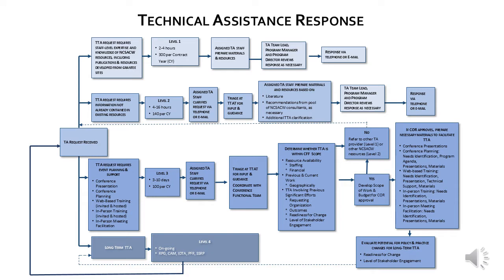Here you're going to find a pretty comprehensive flowchart. This is describing what happens after a TA request is received. This brings us through how it's determined what level request, Level 1 being 2 to 4 hours of staff time, going all the way up to Level 4, which is an ongoing TA effort. Then we discuss how the TA is assigned to certain staff levels, triaged, if we do take it to the larger meeting with supervisory staff, who is the lead, whether or not we respond, and with what materials we respond.